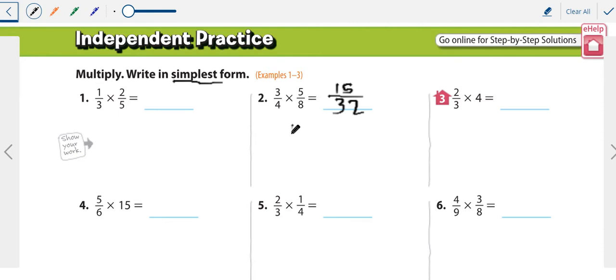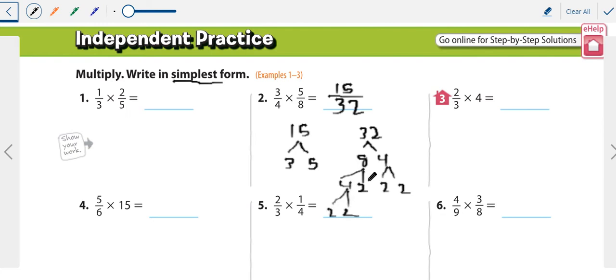Well, if I did my factor tree of 15, remember, I've got 1 and 15, and then I have 3 and 5. Now if I do 32, we can say what many people know as 8 and 4. That's going to get me to 2 and 2. This will get me to 4 and 2. I still have to go down to 2 and 2. As you can see, 2, 2, 2, 2, 2.